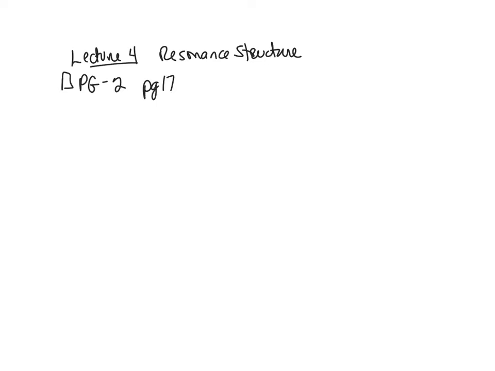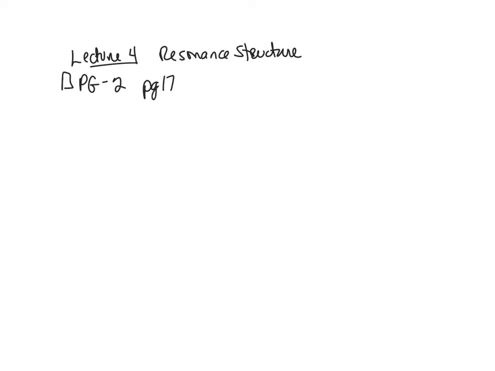Welcome to lecture four. We're going to talk about resonance structures some more, and we'll define major and minor contributors so we can rank the resonance structures. And we are also working on class activity POGIL 2 in your book, and that's where we'll start. POGIL Activity 2 is on page 17 in your book.